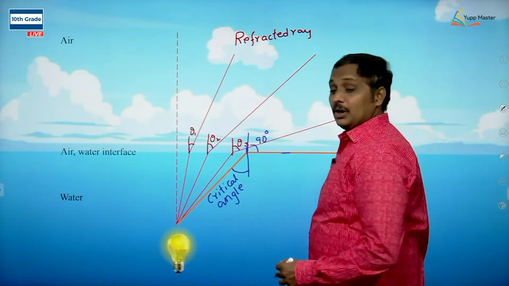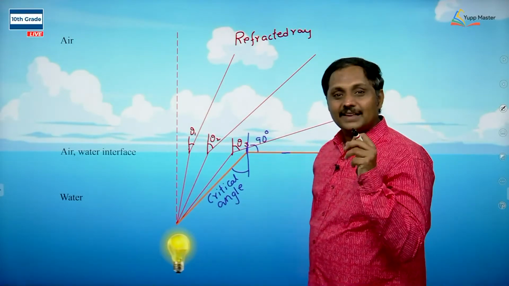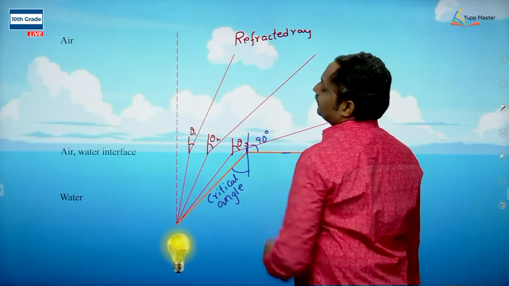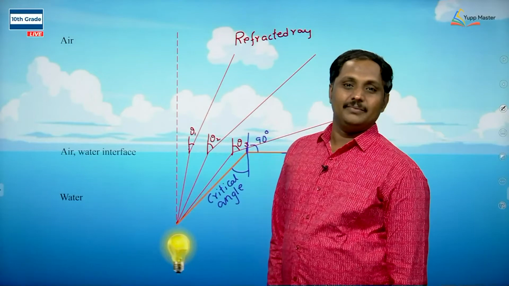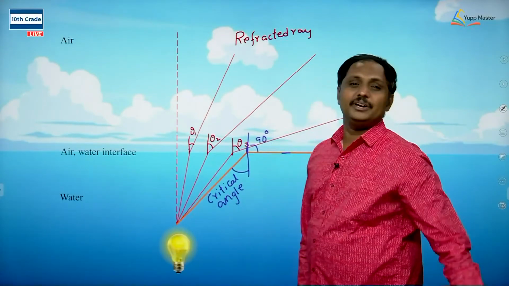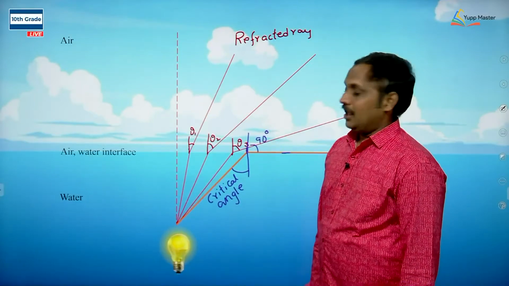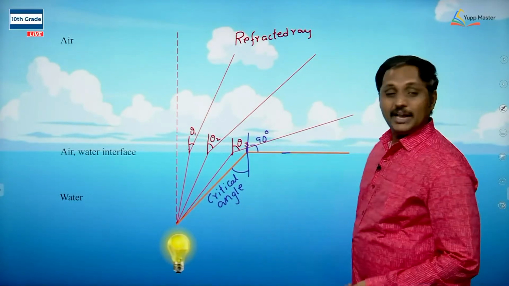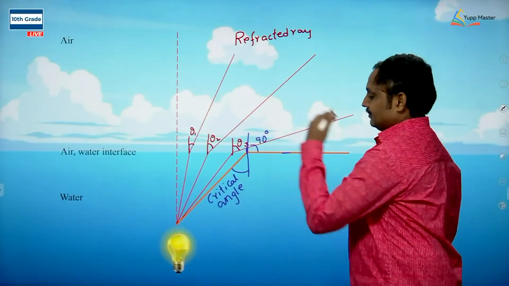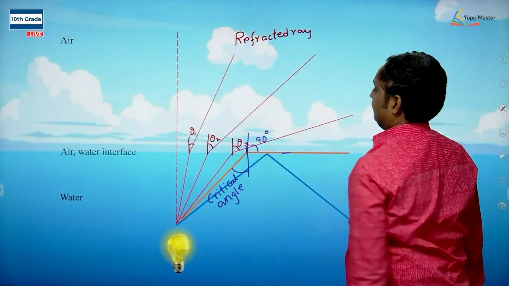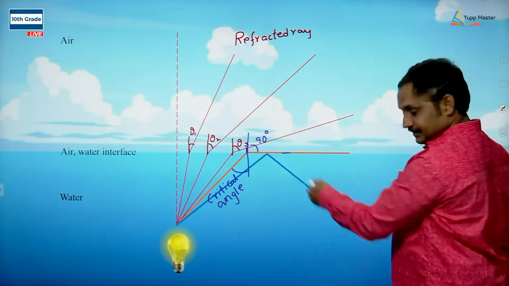What happens if you incident the light rays at less than the critical angle? They are going to be refracted along their direction. So the angle of refraction depends on the angle of incidence, that is very clear. Now if you increase the angle of incidence beyond that, what happens?